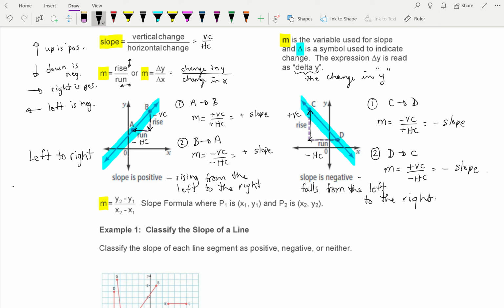Okay, so this will end our discussion on our introduction for slope. In the next video we'll move on to example 1.